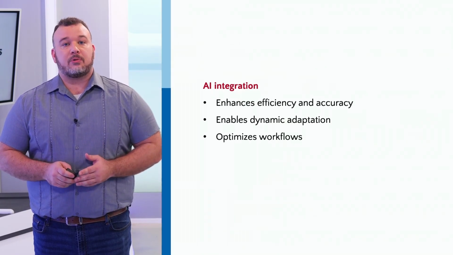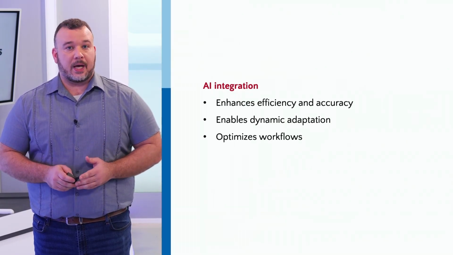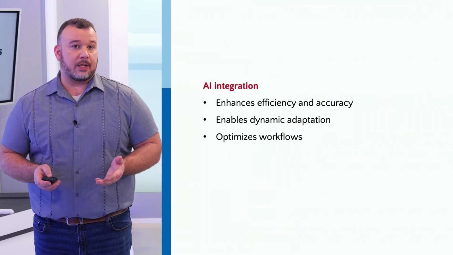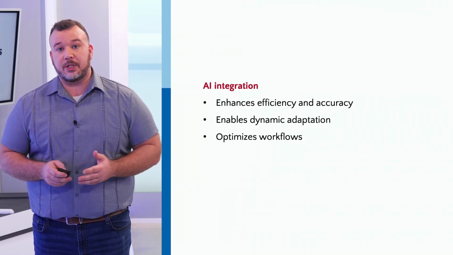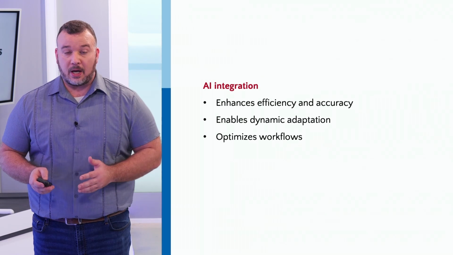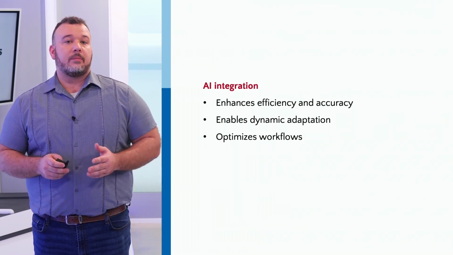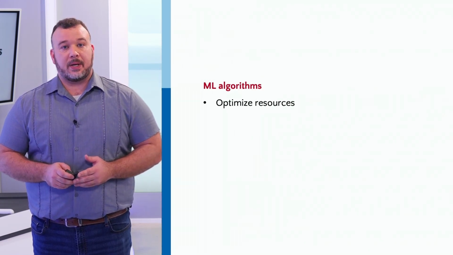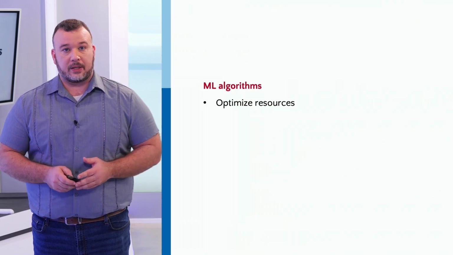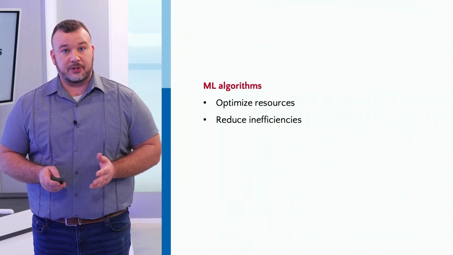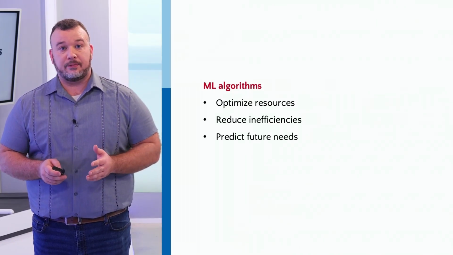AI optimizes workflows by automating routine tasks, such as data entry and report generation, allowing human resources to focus on higher value activities. Machine learning algorithms analyze data patterns to optimize resource allocation, reduce inefficiencies, and predict future need. For instance, predictive maintenance systems monitor equipment health and schedule repairs proactively, minimizing downtime and cost.